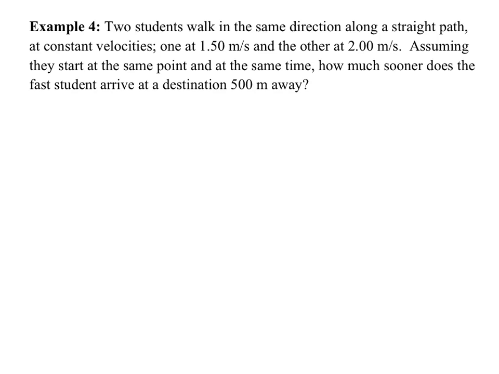Reader, James, read the problem aloud for us. 2 students walk in the same direction along a straight path with constant velocities, one at 1.5 meters per second and the other at 2 meters per second. Assuming they start at the same point and at the same time, how much sooner does the faster one arrive at the destination, which is 500 meters away?